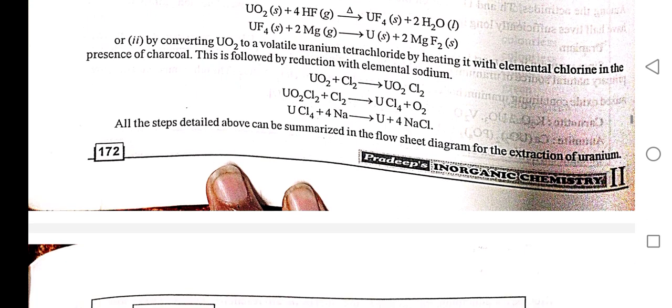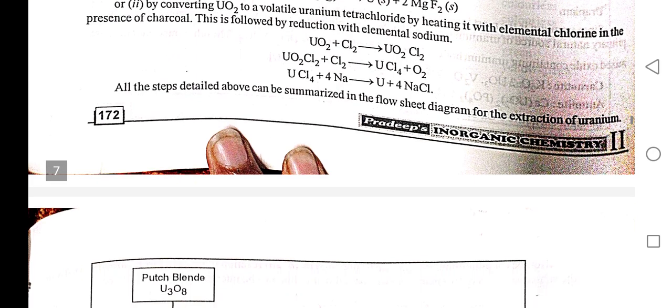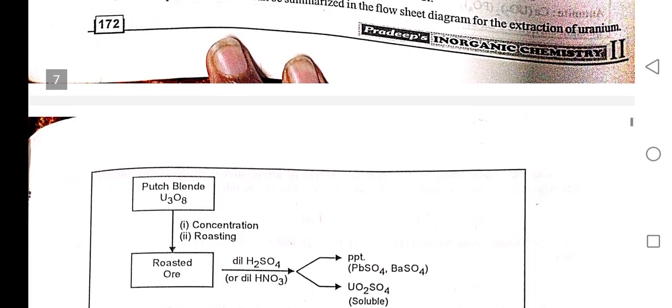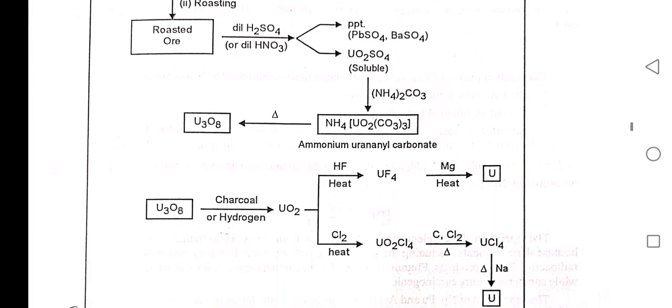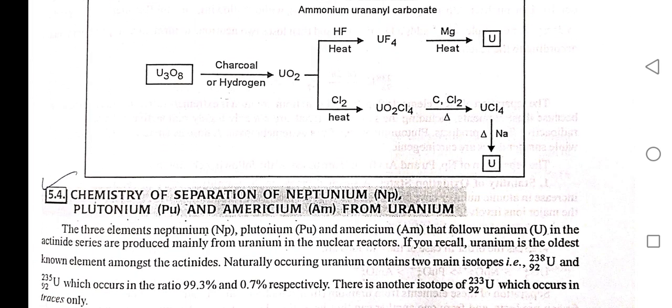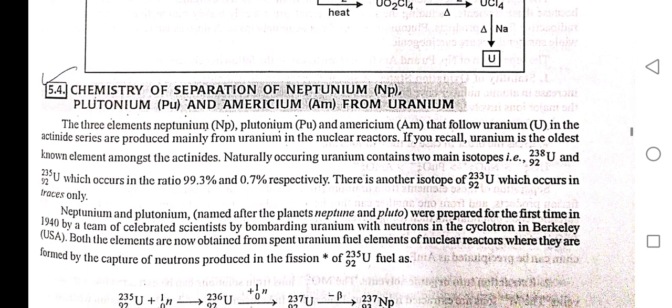All the steps detailed above can be summarized in the flow sheet diagram for the extraction of uranium. Chemistry of separation of neptunium Np, plutonium Pu, and americium Am from uranium.